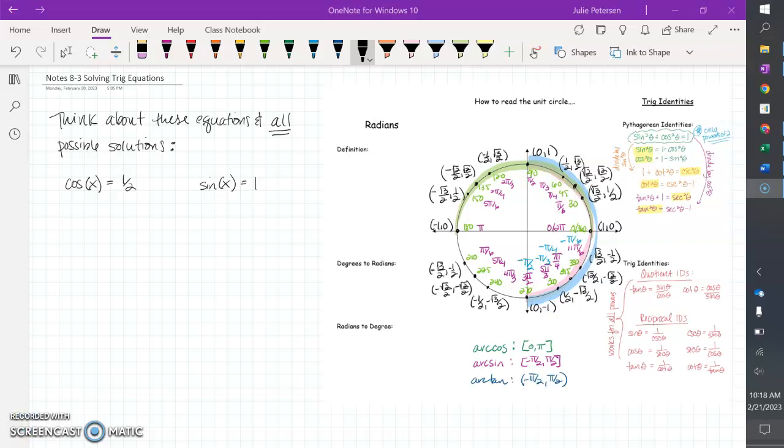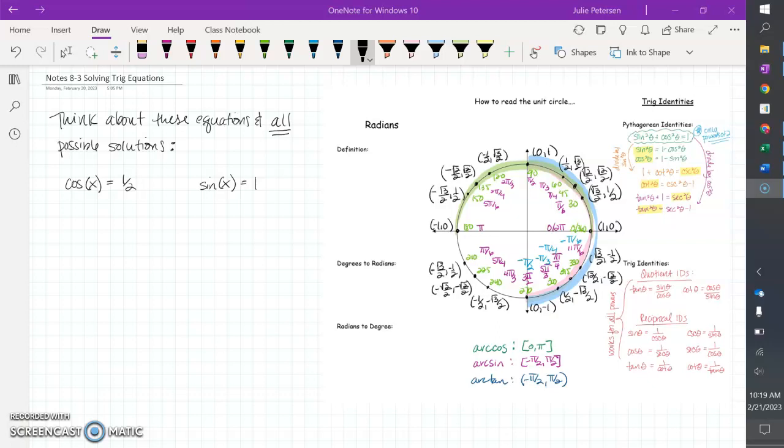Okay, so today we're going to use everything we've learned so far in this unit to start solving trig equations. And we're going to think about this in a new context. So we're not going to think about the limitations that we learned for the inverse sine and inverse cosine and inverse tangent functions, where we only can choose angles between negative pi over 2 and pi over 2 or 0 to pi. We're going to think about all the possible solutions for a given trig equation.